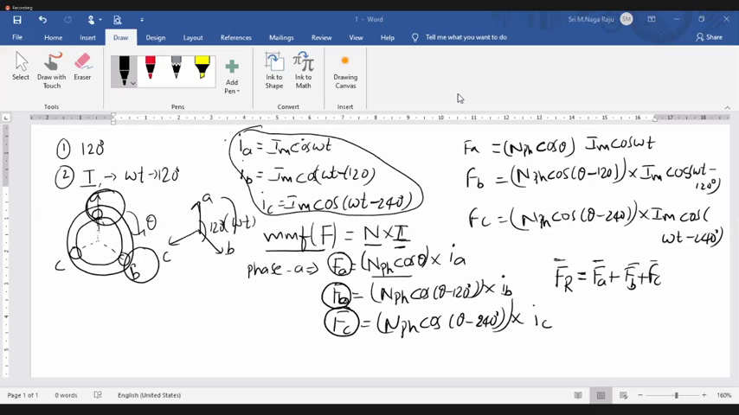Okay. Next, write down capital F suffix A. FA, FB, and FC are the MMF produced by the winding A, B, and C.